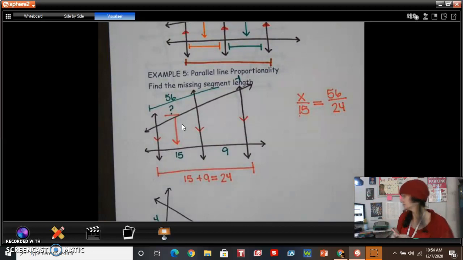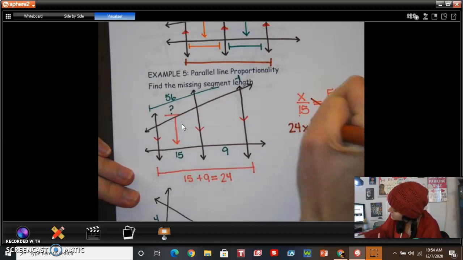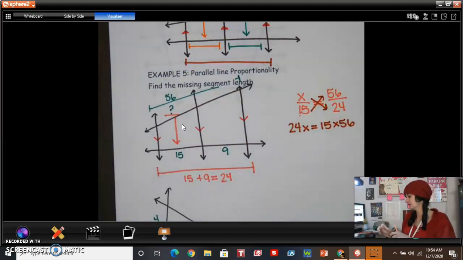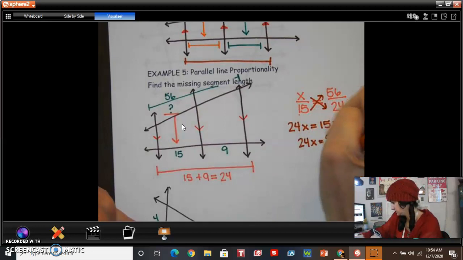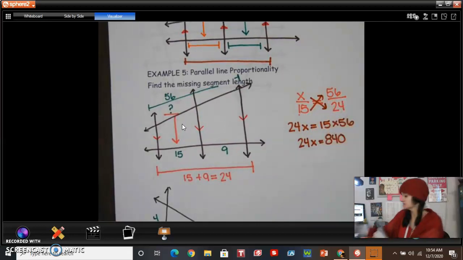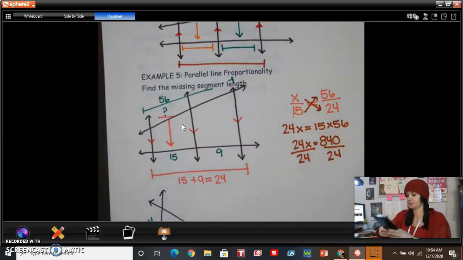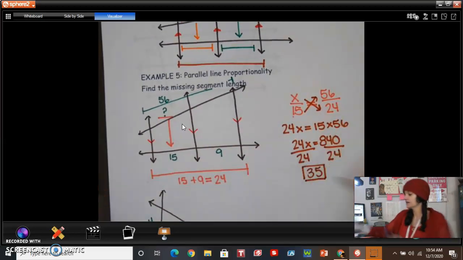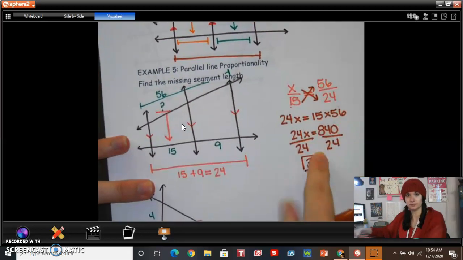Okay, and then to solve it, we simply use cross multiplication. So we have 24x equals 15 times 56. So I'm going to go 15 times 56 gives me 840. And then to solve for x, we divide by 24. And we get our missing side length is 35. Okay, the geometry part of this is the setup. This is the algebra, okay?